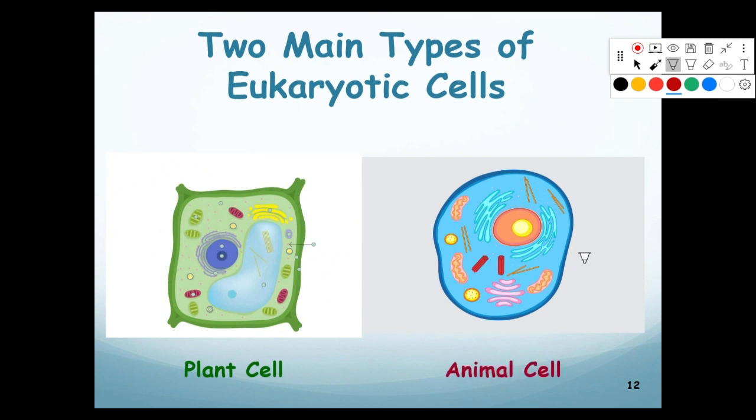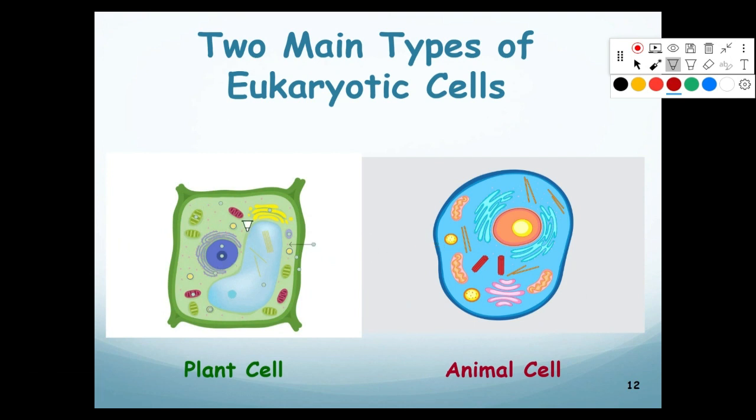So two types of eukaryotic cells, right? We went over the prokaryotes, very simple, no nucleus. And then we went over basically the main characteristics of a eukaryotic cell. But now let's break down the eukaryotic cells into two different types, a plant cell and an animal cell.